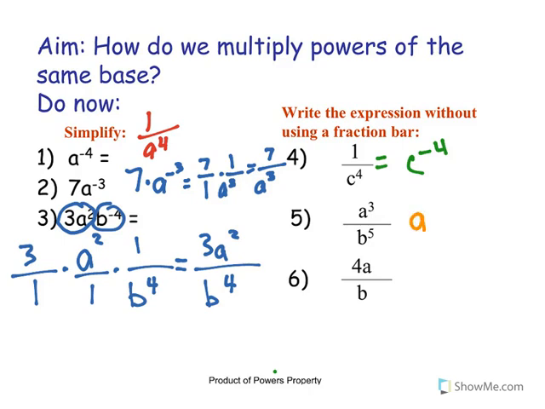Well, a to the third is perfectly fine as is. How did b to the fifth get to my denominator? I would need to use a negative exponent. And the same thing for 6, right? The 4a is perfectly fine. How does b get to the denominator? To the first power, I use b to the negative first power.